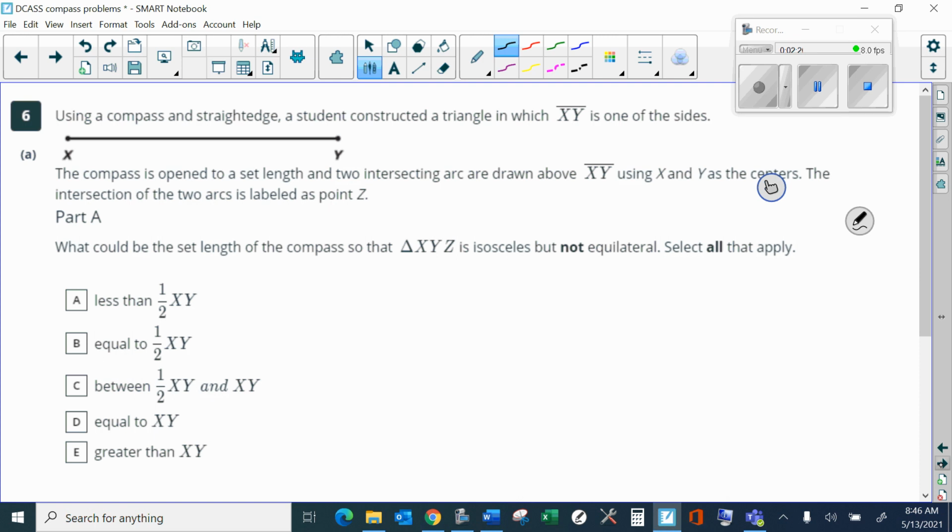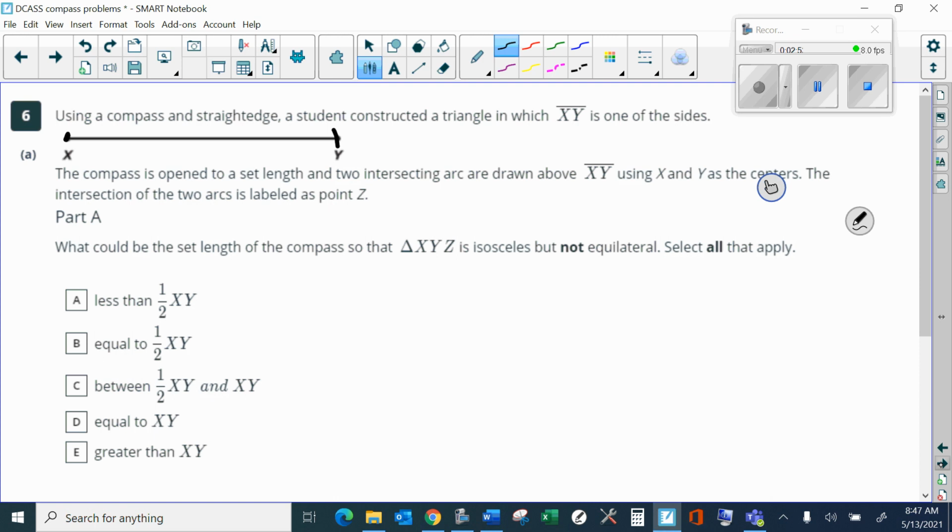All right. Using a compass and a straight edge, a student constructed a triangle in which XY is one of the sides. The compass is open to a set length, and two intersecting arcs are drawn above XY using X and Y as the centers. So now they put the pointer on one end, the pencil on the other, and then turn it.